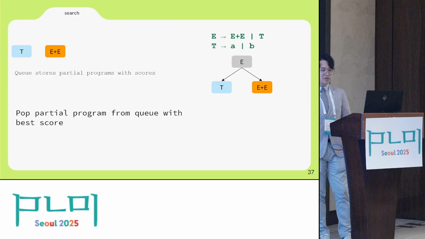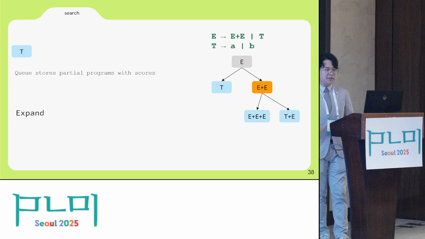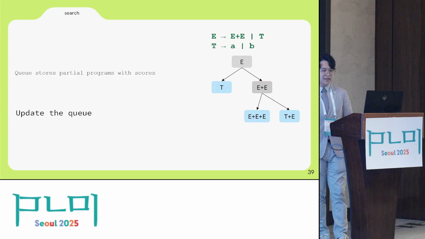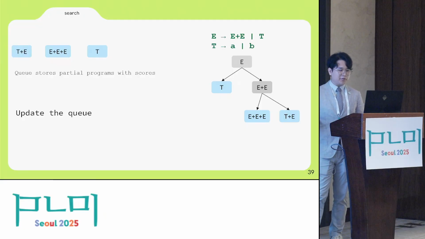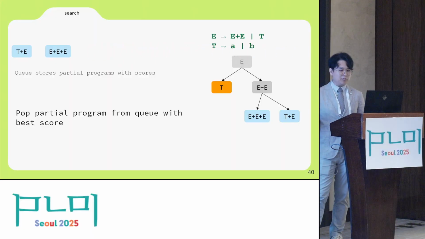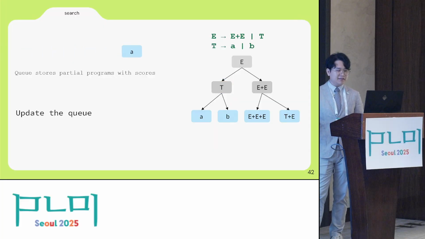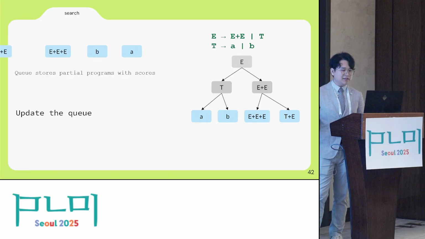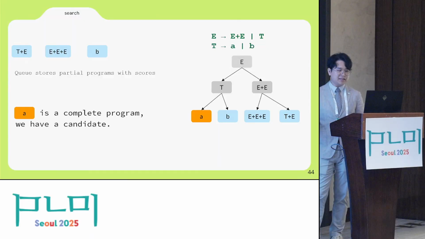And we pop the partial program from the queue with the best score. E plus E can be expanded to E plus E plus E and T plus E. Then we update the queue. And the highest score partial program should be T. We pop it, and we expand it to A and B. Now we update the queue again, and we pop the partial program with the best score, which is A, but actually A is not a partial program, it is a complete program. So now we have a candidate. We can verify it.